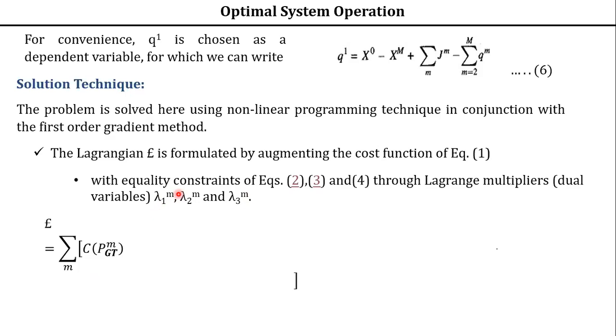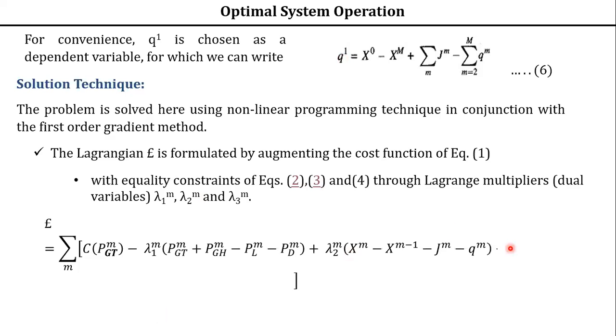And m indicates it is for the mth subinterval. So minus lambda 1 into equation 2. Now you see this is the power balance equation 2, which is multiplied with your lambda 1 m. Again, equation 3 is your water continuity equation, multiplied with lambda 2 m. Now you see this is lambda 2m of your water continuity equation.